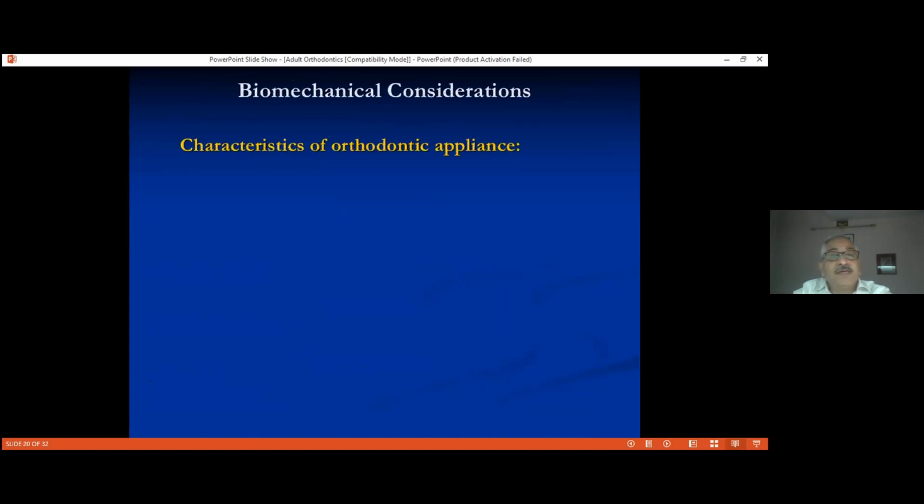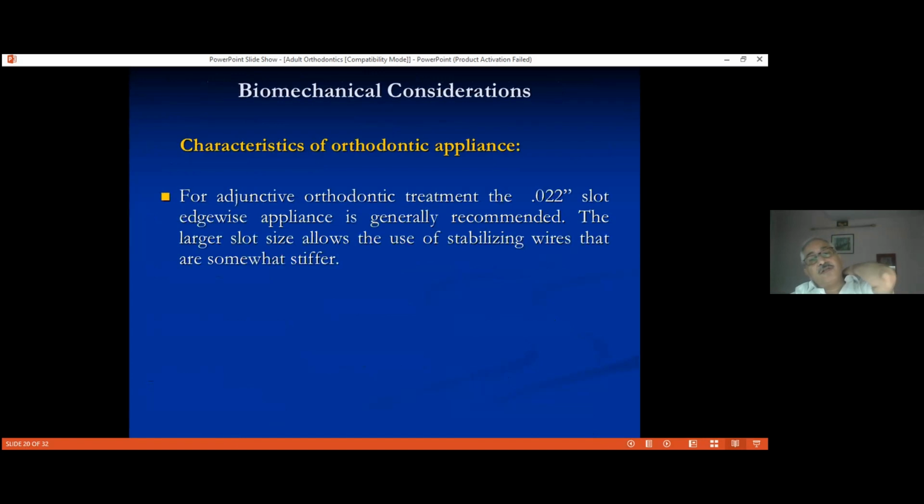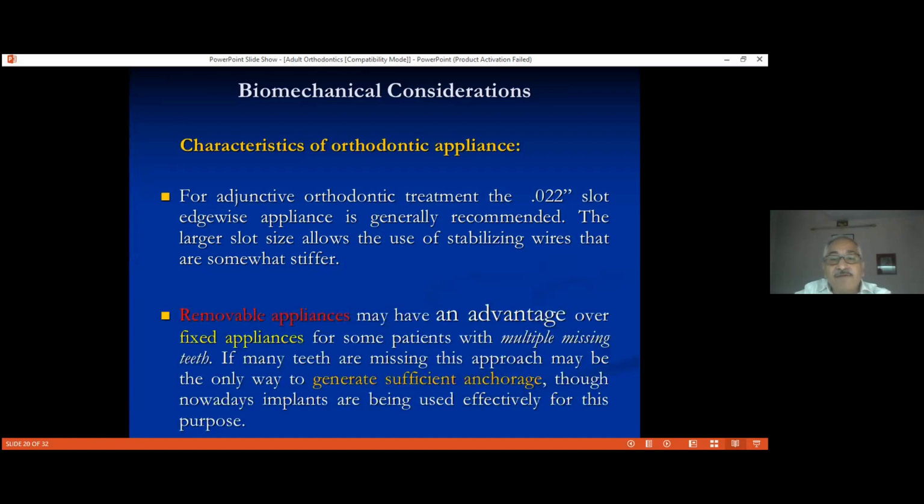Biomechanical consideration, characteristic of orthodontic appliances. For adjunctive orthodontic therapy, 0.022 slot edgewise appliances are generally recommended. The larger slot size allows the use of a stabilizing wire that is somewhat stiffer. Removable appliances may have an advantage over fixed appliances in some patients with multiple missing teeth. If many teeth are missing, this approach may be the only way to generate sufficient anchorage, because there we are generating the anchorage from the tissues apart from the teeth. Though nowadays implants are used effectively for this purpose.